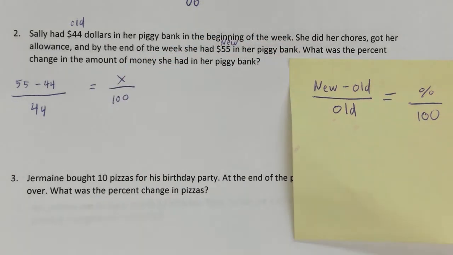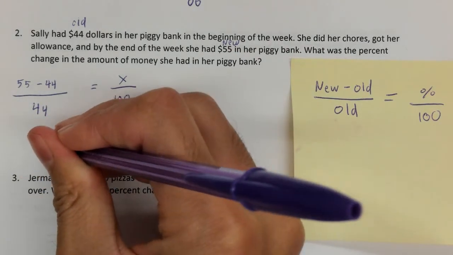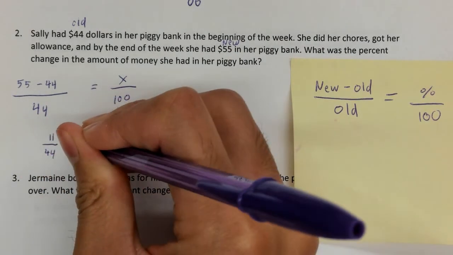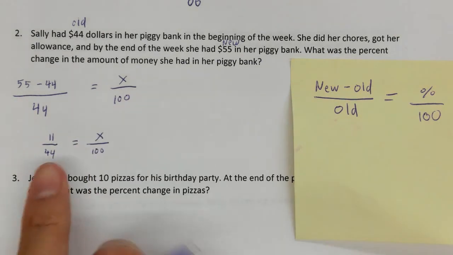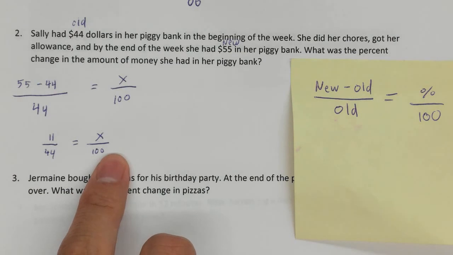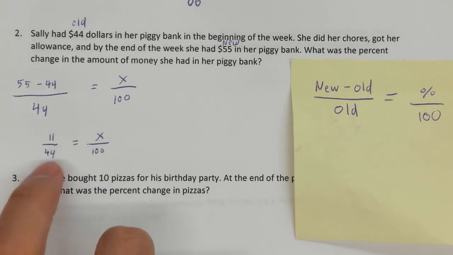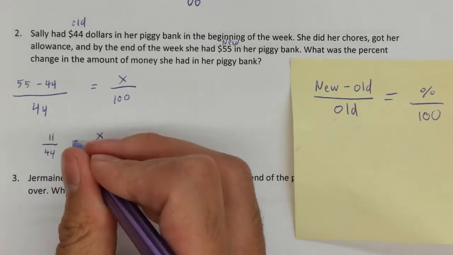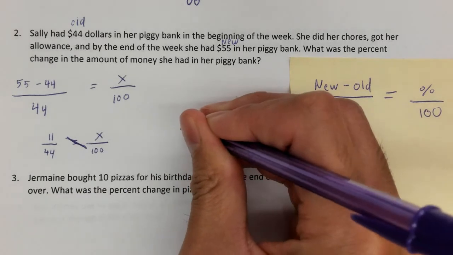It's the same steps every single time. Subtract now. You have 11 over 44 equals X over 100. Can 44 jump into 100? No, it cannot. Therefore, I have to cross multiply and then divide by that bottom number. So cross multiply. 11 times 100 is just 1100.